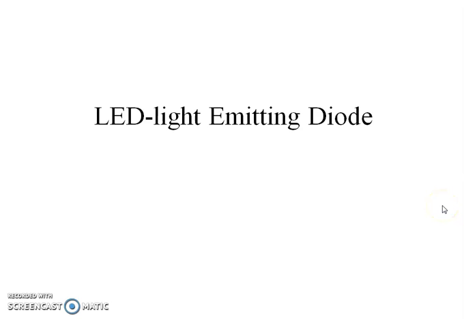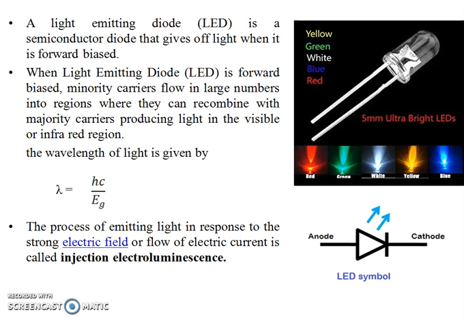Welcome back. Today we are going to learn about the devices. Last lecture I spoke about the PN junction diode. All these devices are made up of this PN junction diode, the application of PN junction diode. The first one is the LED. LED stands for light emitting diode. Light emitting diode means it's a diode which can emit light.